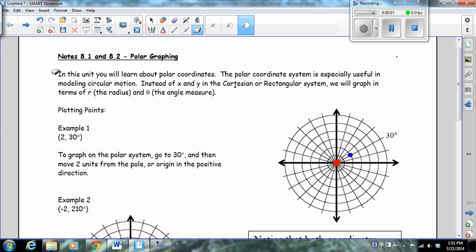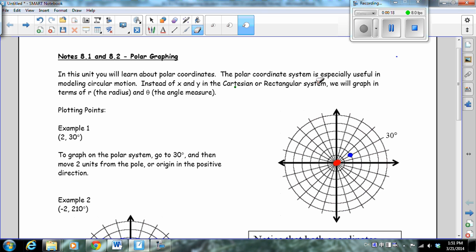This is your 8.1 and 8.2 notes. I will not do the whole thing at one sitting. So 8.1 will be the first video, and we will pick back up on 8.2 on another day. But this worksheet we have is for both 8.1 and 8.2.